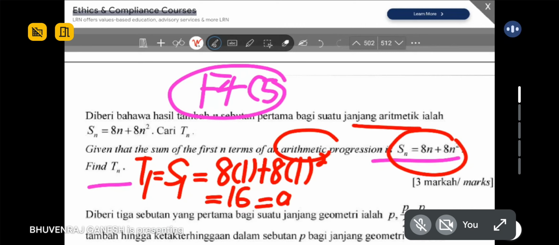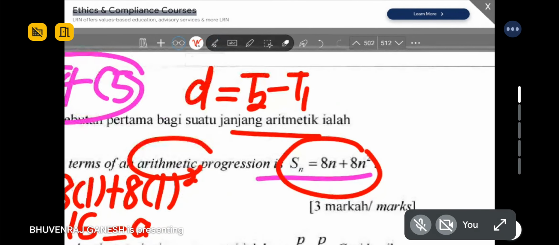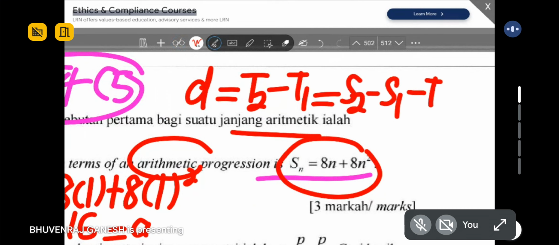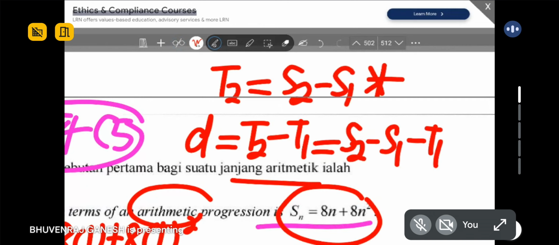Arithmetic. So for arithmetic, you have the D value. Am I right? Yes. So D value is T2 minus T1. Correct? So how to get T2? Very simple. T2 you can find from S2 minus S1. Do you all know this? So actually your formula is S2 minus S1 minus T1. The concept is T2 equals S2 minus S1. Do you all understand this concept?